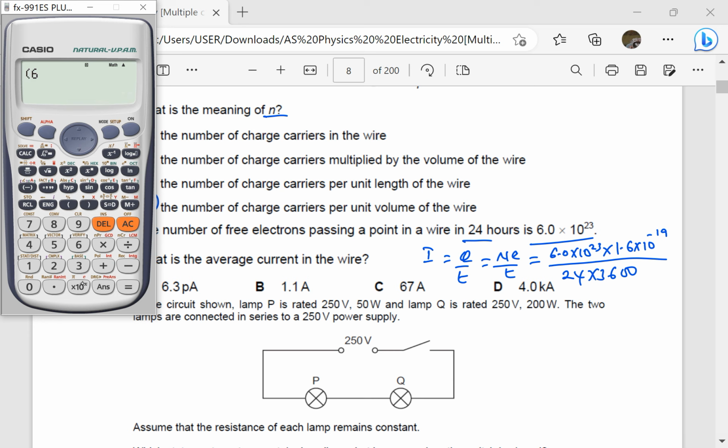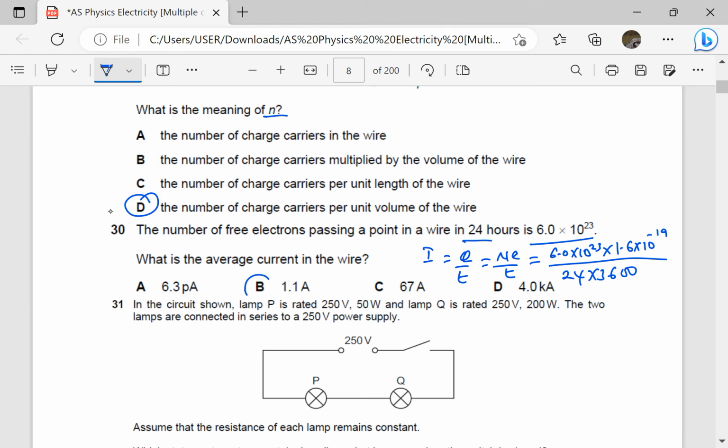So we have 6 exponent 23 times 1.6 exponent negative 19 divided by 24 times 3600. So that gives us approximately 1.1. So the answer is going to be B, which is 1.1 amperes.